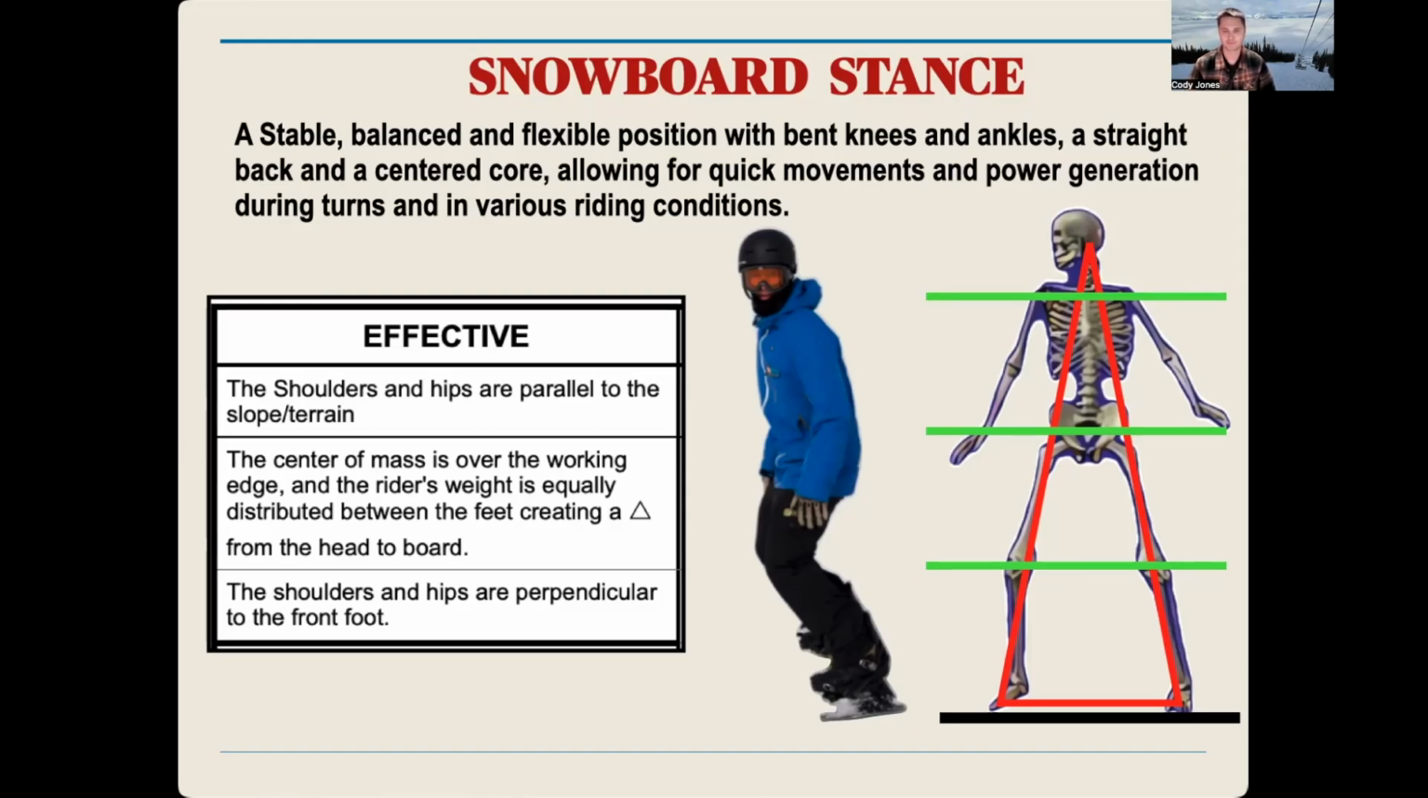We have three main reference alignments that we use in snowboarding. These are going to be really key in looking at a rider to determine if their body position is out of alignment. First main thing that we're going to be looking for is that their shoulders and hips and knees are parallel to the terrain. Those are going to be designated by the green lines on the skeleton.